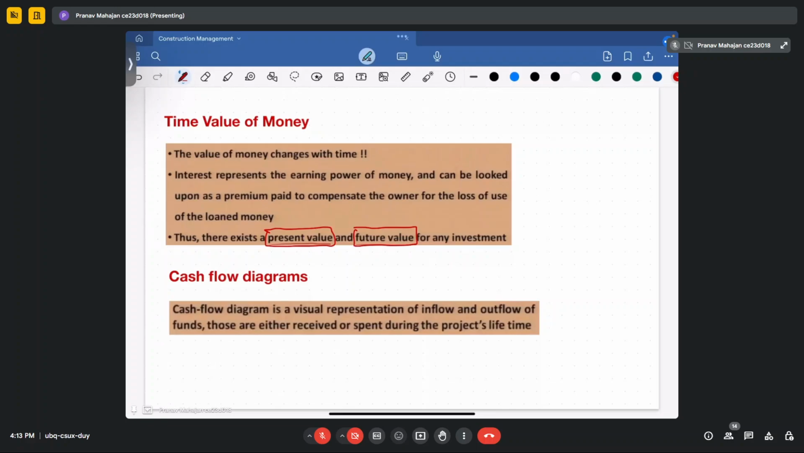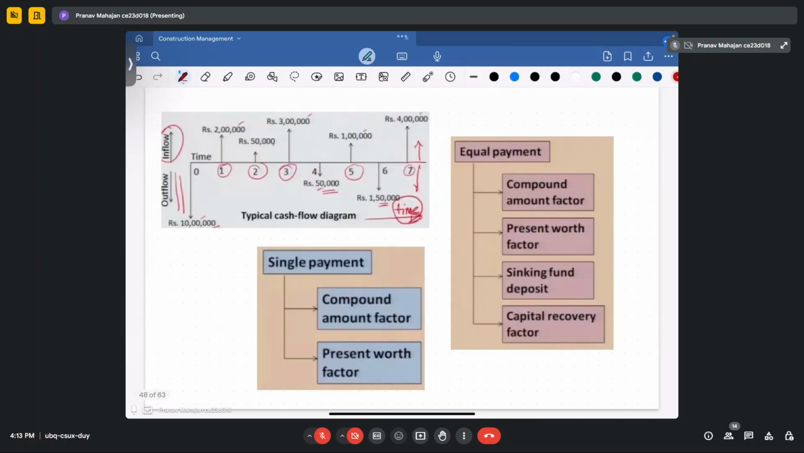For that, we make a cash flow diagram. A cash flow diagram is a representation of the inflow and outflow of funds, received or spent during the total project life of the construction period. In this typical cash flow diagram, take the example of construction equipment: when you procure the equipment, you spend 10 lakh, and every year you spend maintenance amounts like 2 lakh 50,000, 3 lakh 50,000, 1 lakh, 1 lakh 50,000, and 4 lakh.